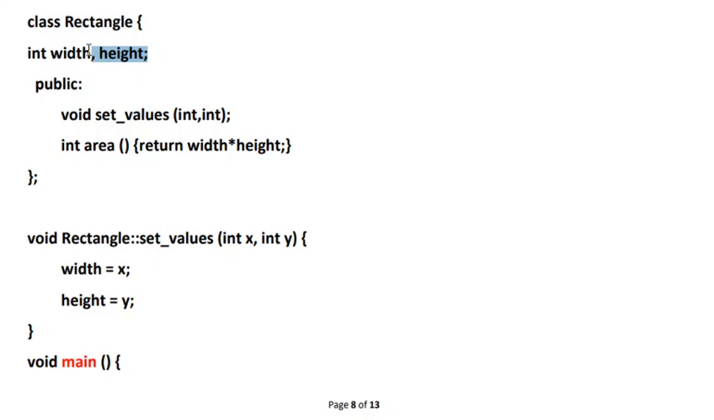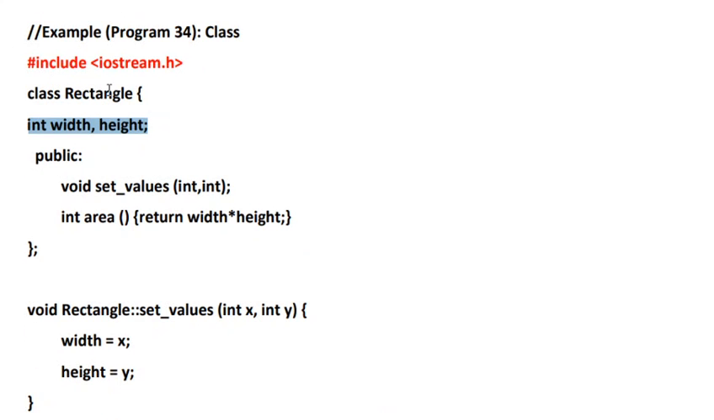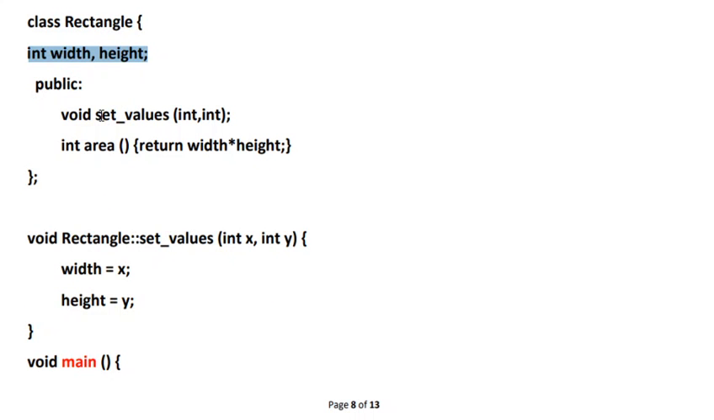Here the access specifier associated with width and height is private by default. Set value is a function that sets the value of the width and height, and area will return the area of the rectangle. Since these are private members, we cannot have direct access to them, so we access them using the member functions, right?